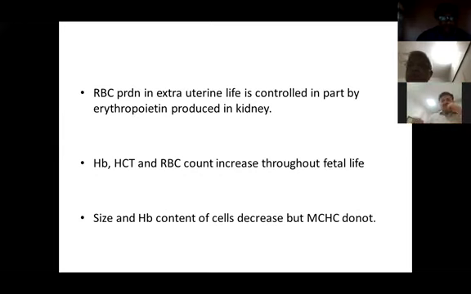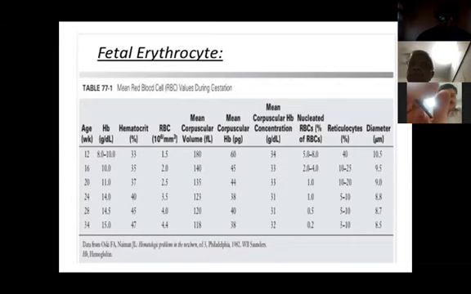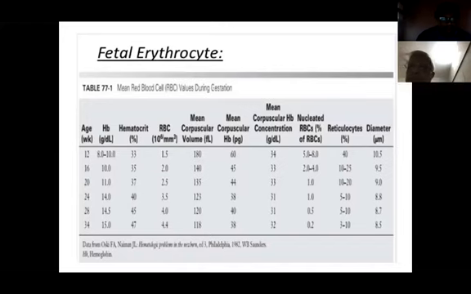So hemoglobin, hematocrit and RBC count all increase throughout life. The size and hemoglobin content of cells decrease, but MCHC will always remain the same. So we should know what the normal values are in fetal erythrocytes. What is the hemoglobin in the fetus? The left side shows the gestational age. At 12 weeks of gestation, hemoglobin is around 8 to 10. At 16 weeks it is 10, 20 weeks it is 11, 24 weeks it is 14, 28 weeks it is 14.5. Similarly, hematocrit is initially low at 33%, which goes on rising. At 34 weeks of gestation, it is 47%.